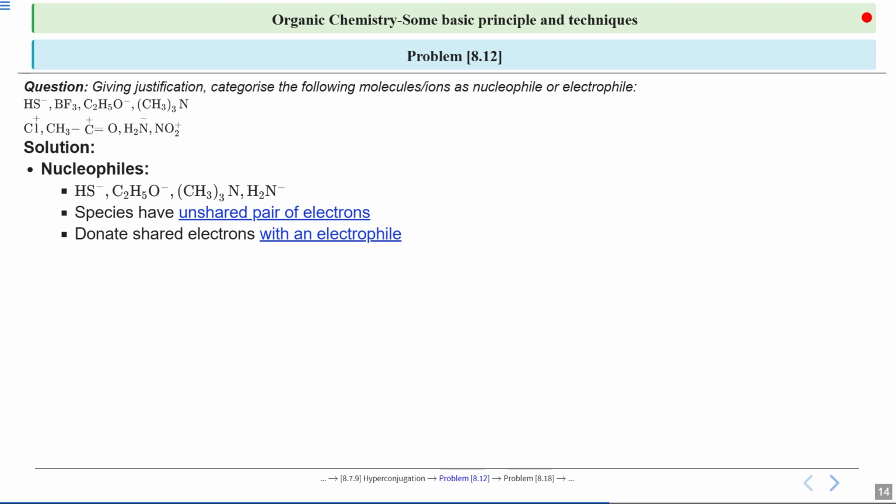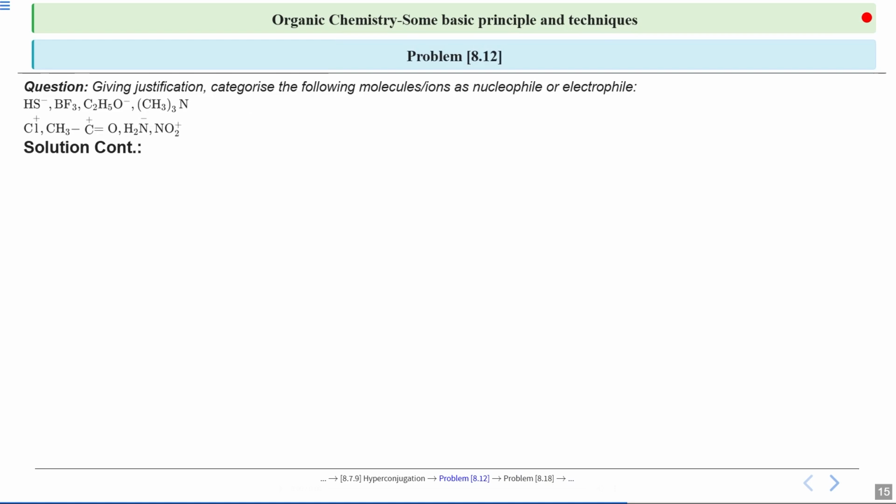Now, they donate a shared pair of electrons to an electrophile. So that is very obvious. If something is donating electrons, there should be a sink, and that sink is the one known as the electrophile. So these are the four nucleophiles present in the given options.